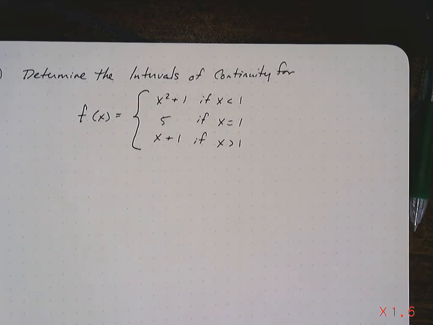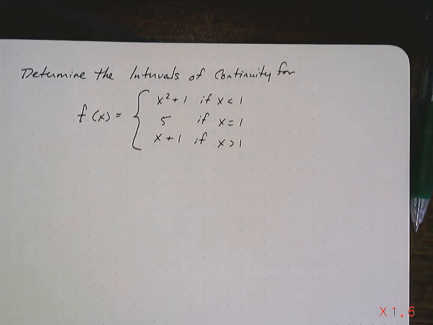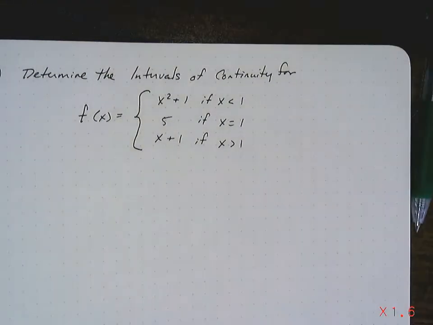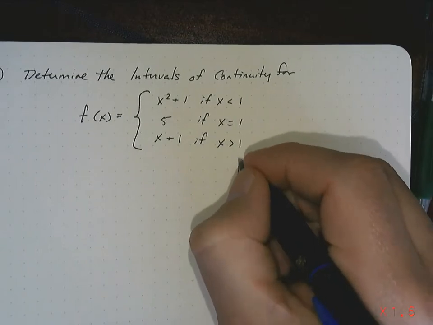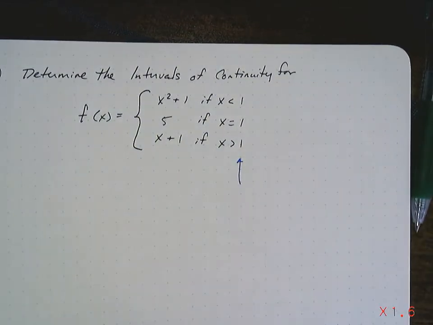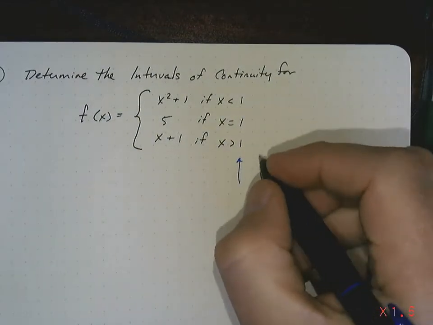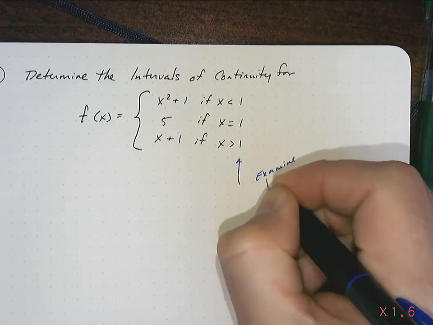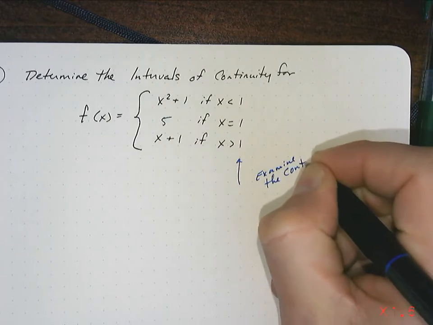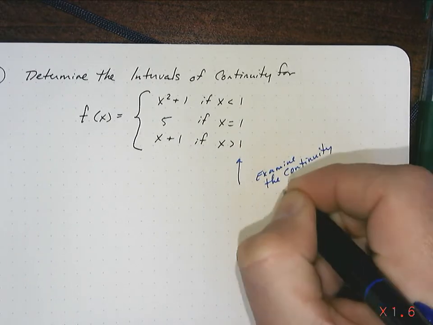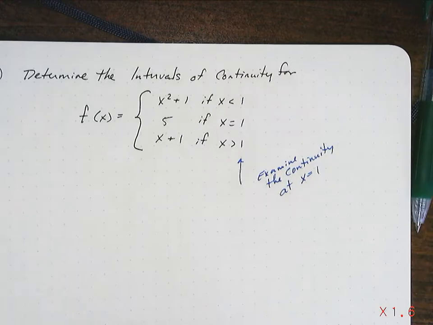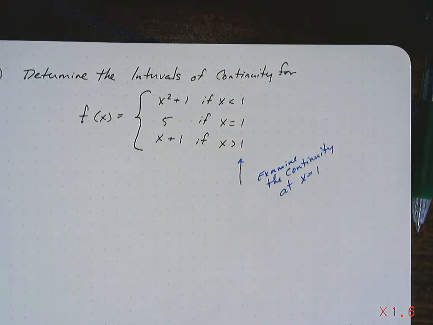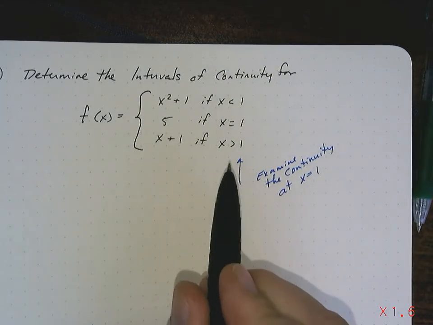Okay. So actually, I'm running out of time, so I'm going to go through it. But let's take a look. Determine the interval. So I'm looking at the concavity of this entire thing. I'm not looking at it at just a point. Notice how different this question becomes if all of a sudden I say, examine the continuity at x equals 1.